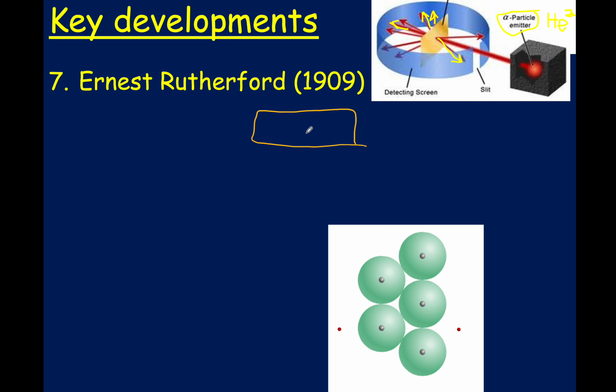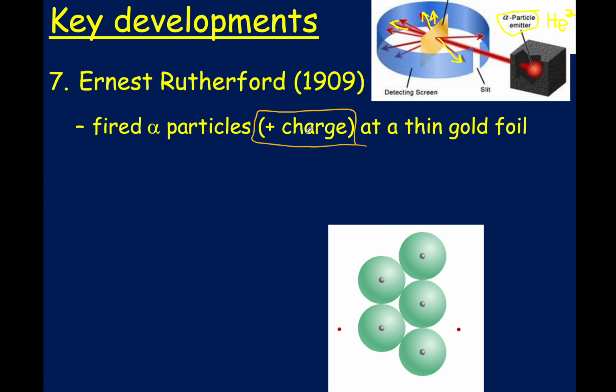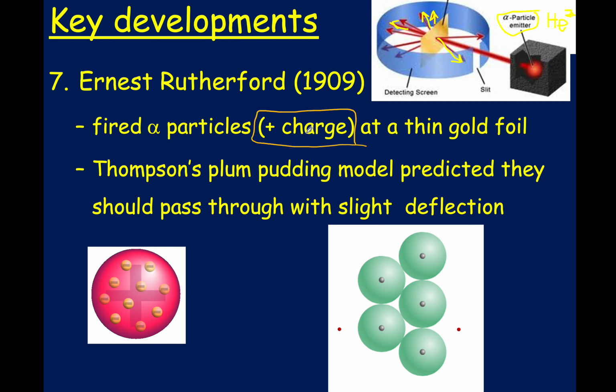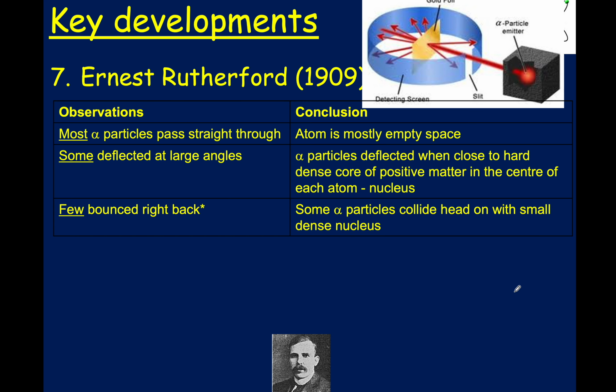It made no sense at all. So he fired his alpha particles, thought that they should pass through if Thompson's thing was right, but it doesn't. So you need to know what his observations were. So he has 3 observations. Firstly, most pass straight through, some deflected, few bounce back, or few reflected.